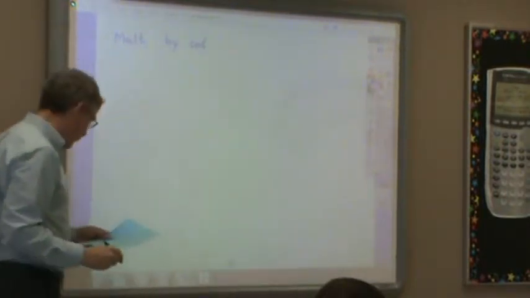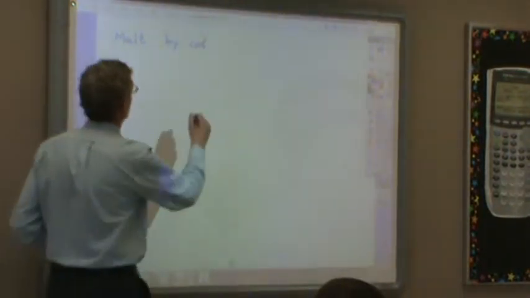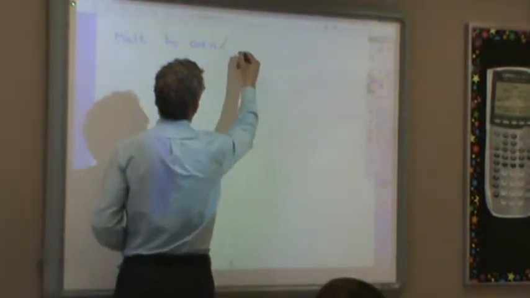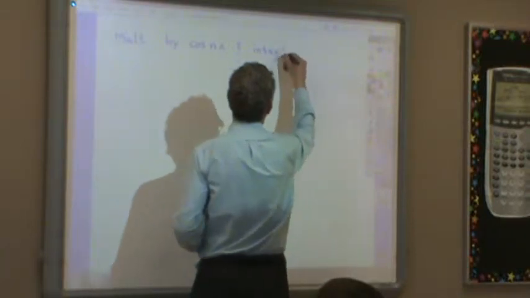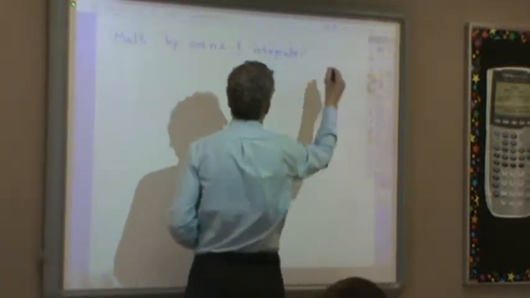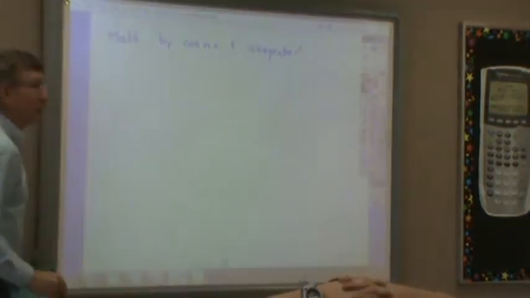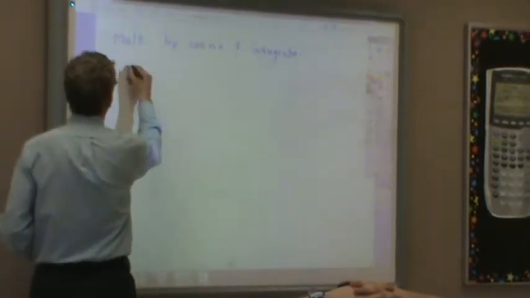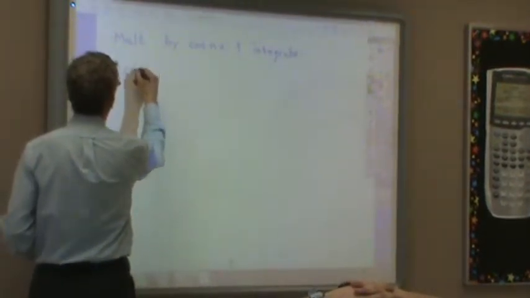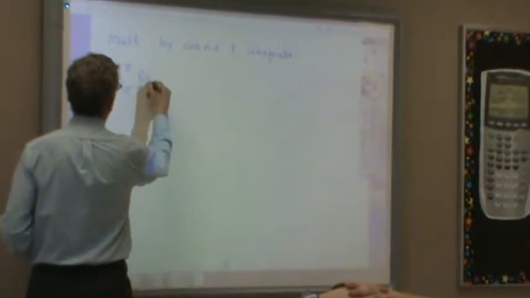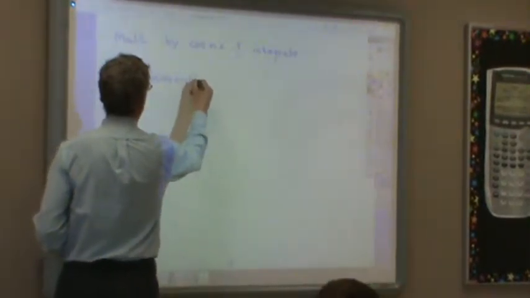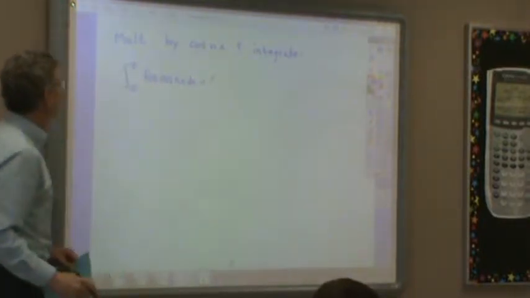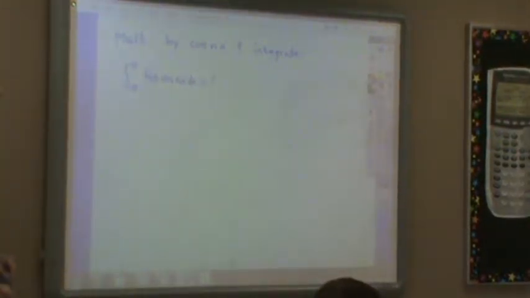In fact, I should say multiply by cosine of nx. And integrate that. So on the left side of the equation, we will have the integral from minus pi to pi of f of x cosine nx. And now the right side, little by little.